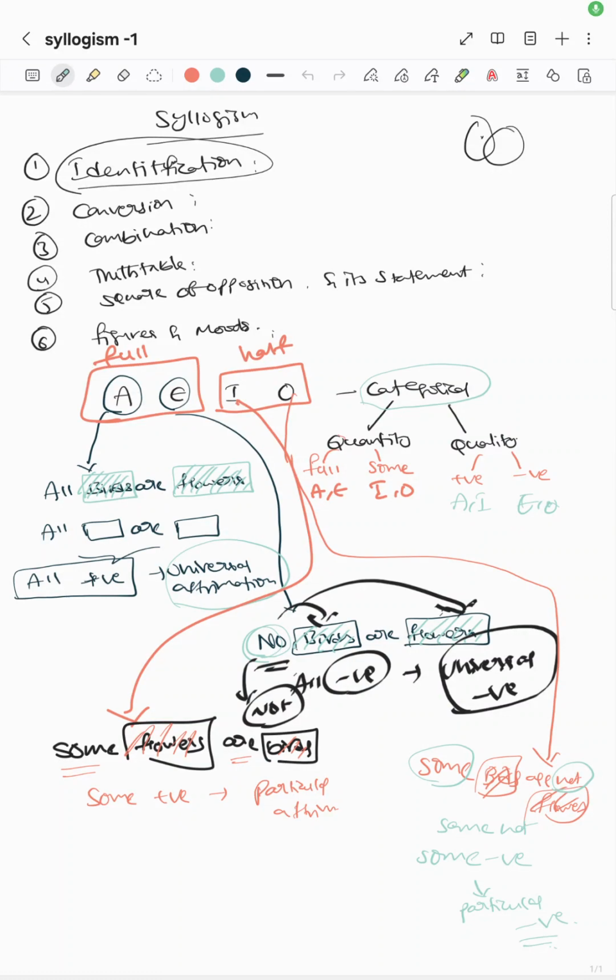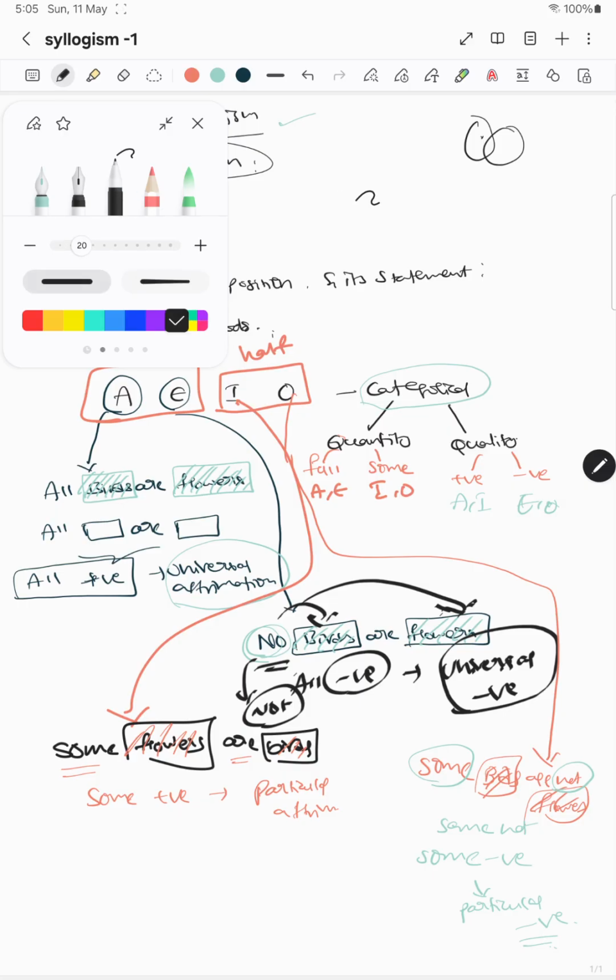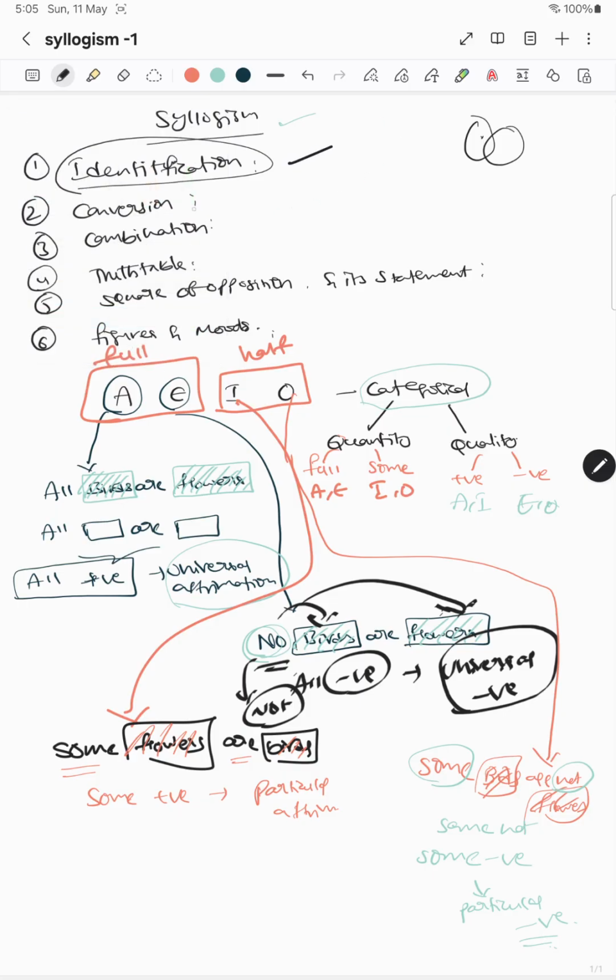That's good. So let's come back to where we have stopped. Actually, we have stopped where we have seen in the last video, that the syllogism concept consists of identification, conversion, combination, truth table, square of opposition, figures and more.